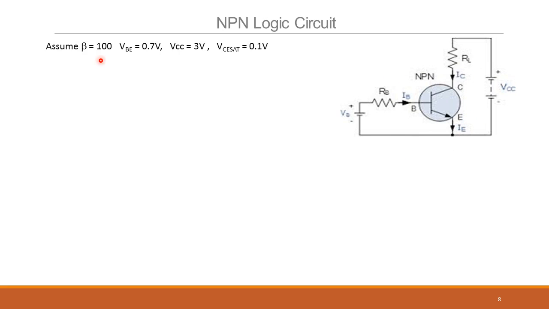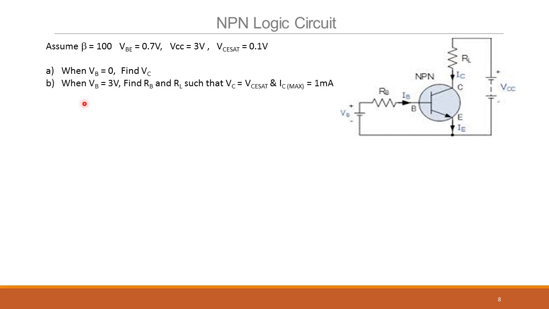So assume that the beta of this transistor is 100, VB is 0.7, VCC is 3 and VC is 0.1 volt. When this happens, find VC when VB equals 0. That means you are not even biasing the base. What is VC? Should be relatively easy. When the base is not biased, there's no current, so you should be able to find this easily.